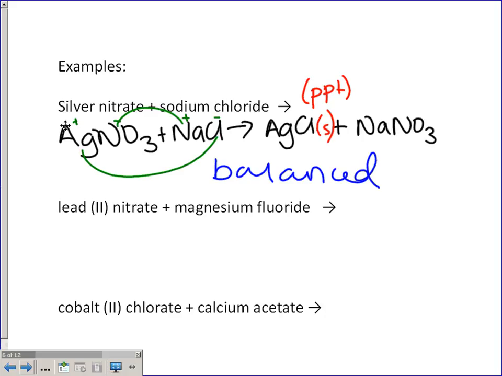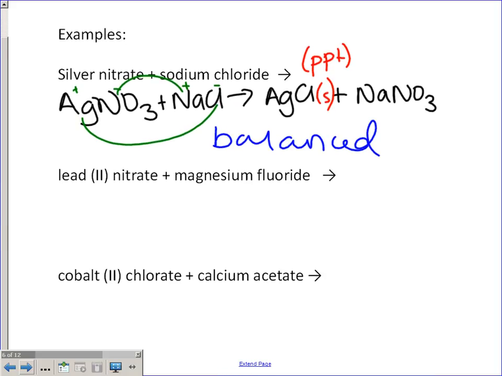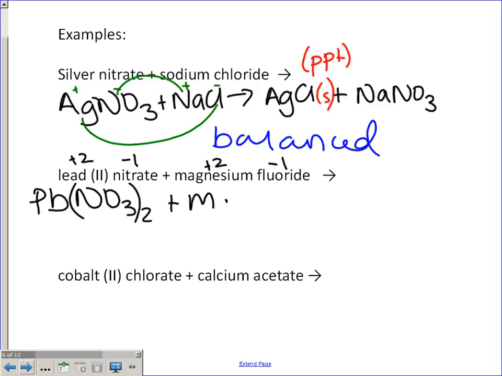Alright, lead 2 nitrate plus magnesium fluoride. First step is to write our equation. Pb NO3. Now lead has a +2, nitrate has a -1, so when those crisscross, I'm going to end up with Pb(NO3)2. Magnesium has a +2 charge. Fluorine has a -1 charge. So when I crisscross those, I'm going to end up with MgF2.